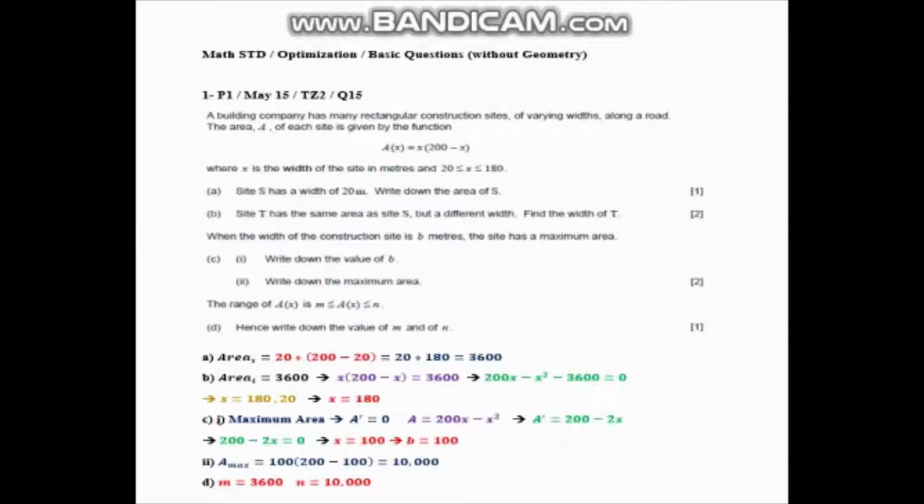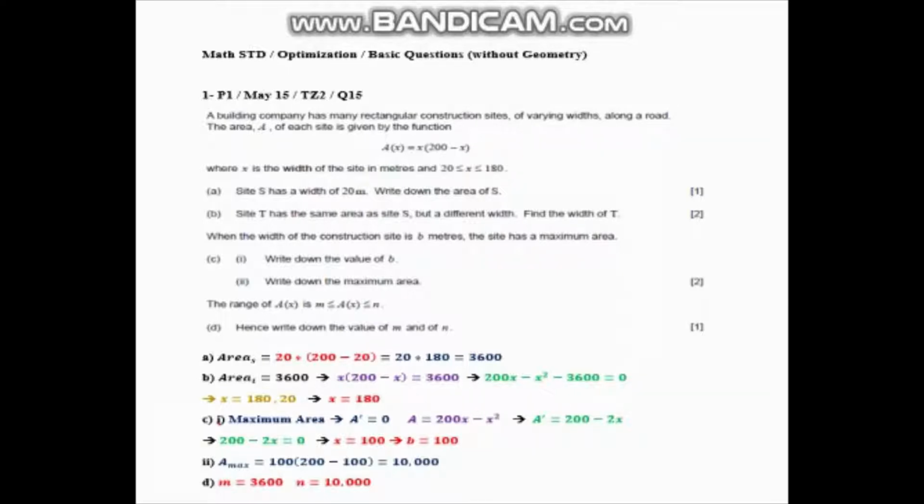So since A equals 200x minus x squared, which is the expansion of this function, this is the same as the question. Now, A dash shall be the derivative of A, so the green expression right there is the derivative of the purple expression, and I shall equate this green expression to 0 and find x. Hence, x, or rather b, equals 100. This is the value of x that makes A dash equal to 0, and hence makes A equal to its maximum value. In double I, I'm required to write down the maximum area.